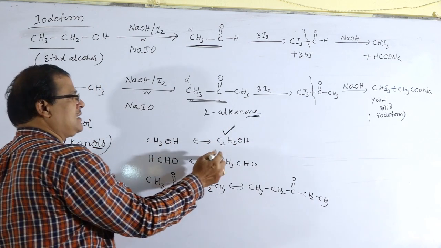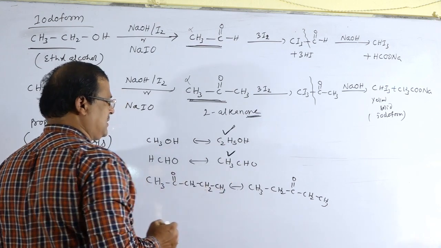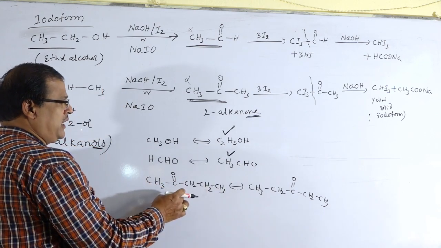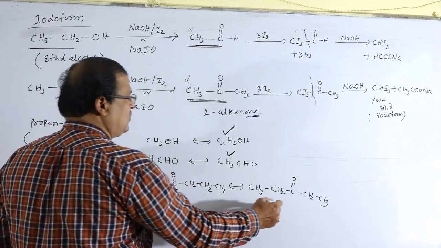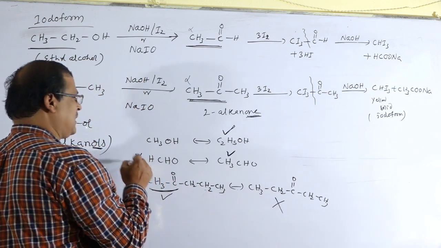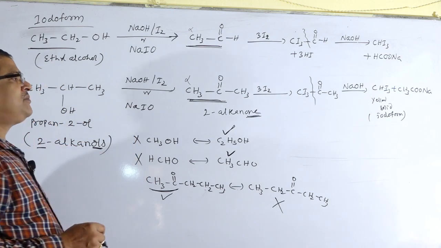Formaldehyde and acetaldehyde show the iodoform test. Pentan-2-one contains the CH3CO group, so it also shows the iodoform test. The others do not show the iodoform test.